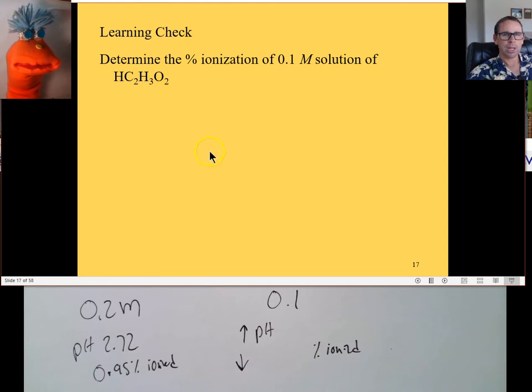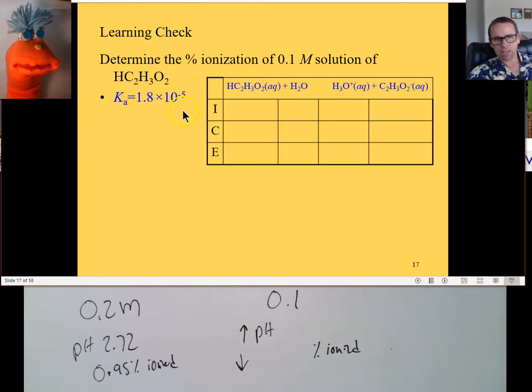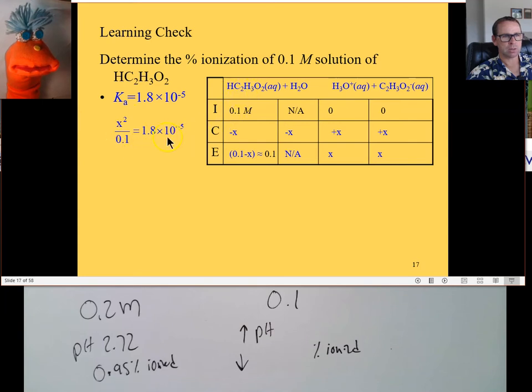So let's take a look. 1.8 times 10 to the minus 5, we'll use it again. Ice table, filling it out, everything the same as before. Set up our equation: x squared, the concentration of the products over the concentration of reactants, equals 1.8 times 10 to the minus 5.